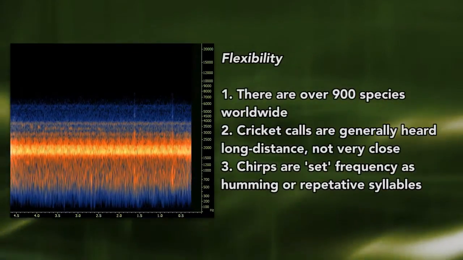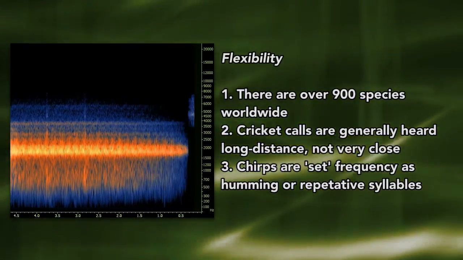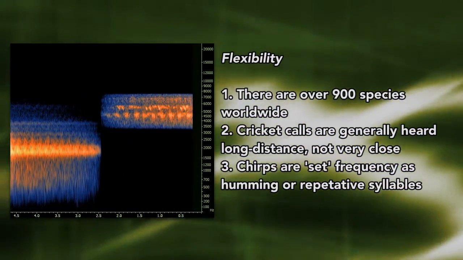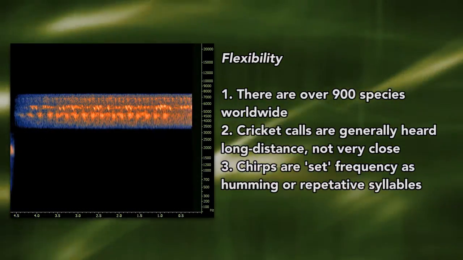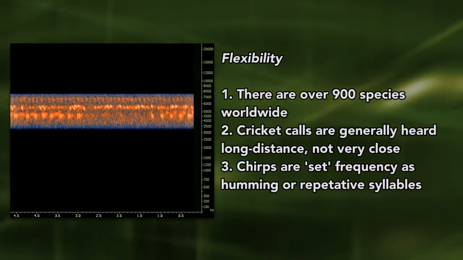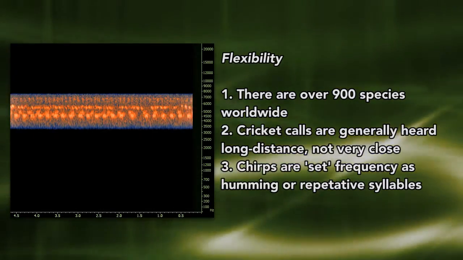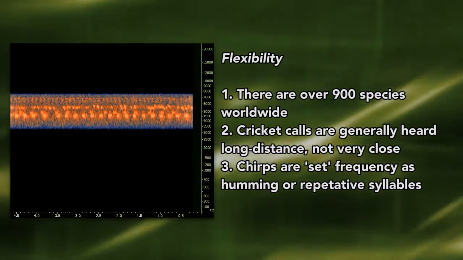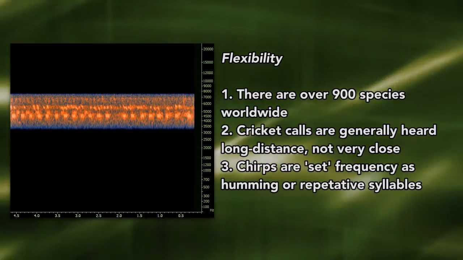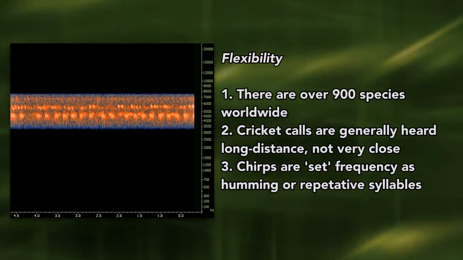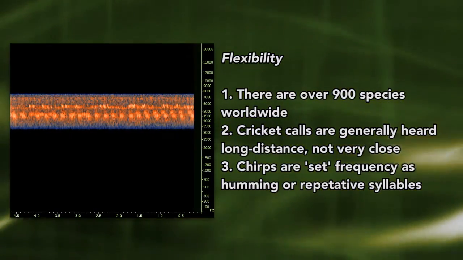There are over 900 species of crickets on the planet, which offers our ears a great variety of sounds. The cricket calls are usually heard at a distance from the source, or not usually close proximity, giving some leeway for how much detail we need. The cricket chirps are relatively simple, being either constant humming or individual chirp syllables at a set frequency.